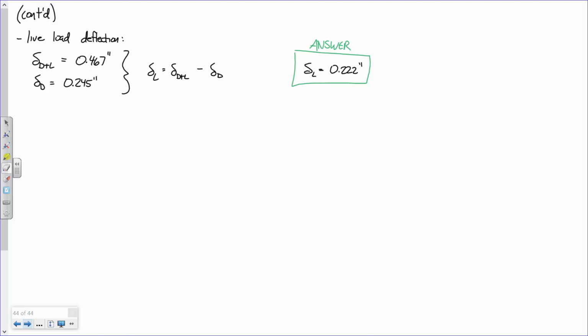Now, for instance, in bridges, good luck trying to get that 1/4. If you're looking at an 80, 90 foot long bridge and you've got a 1/4 inch dead load deflection, that is a really deep beam.